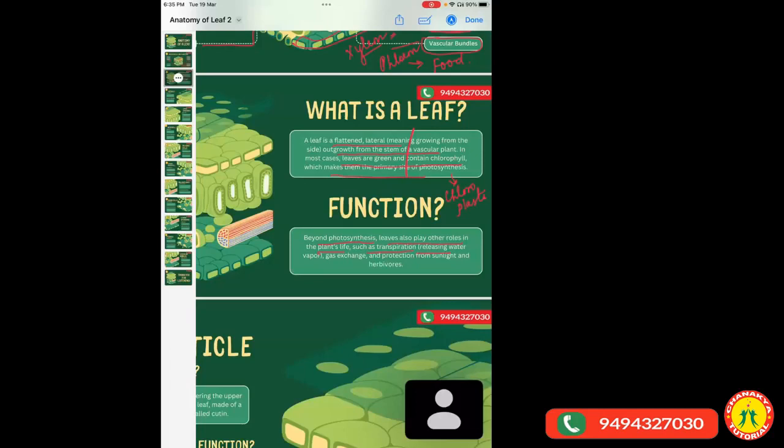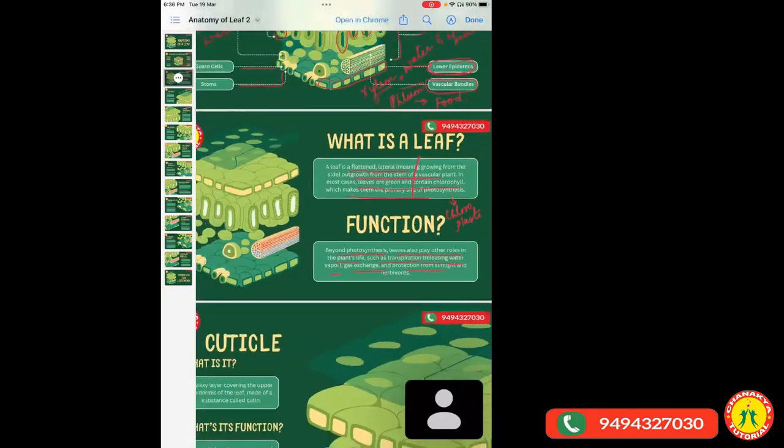And what is transpiration? Releasing of water vapor. As we have discussed in the last class, transpiration is a process in which the excess water will be removed in the form of water droplets. So these leaves will be doing the transpiration as well as the exchange of gases. Then they will be protecting from the sunlight and the herbivores also.